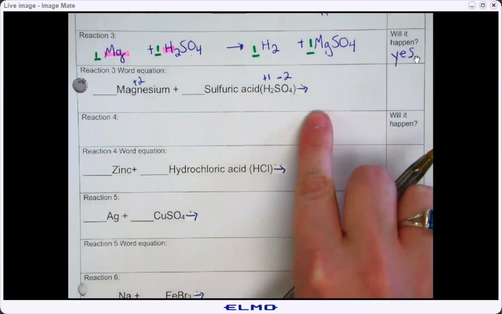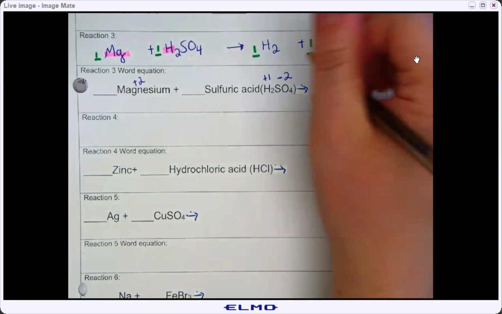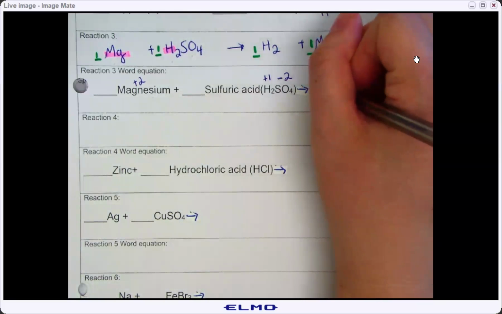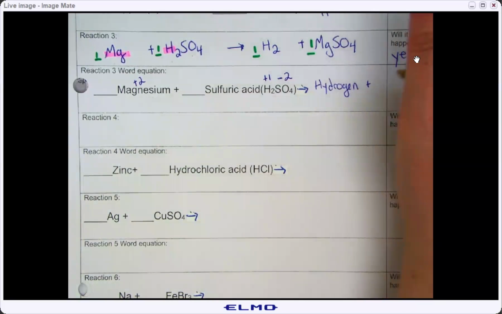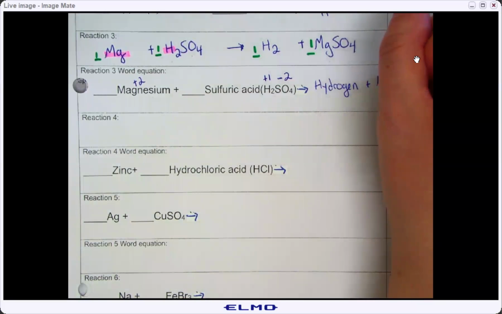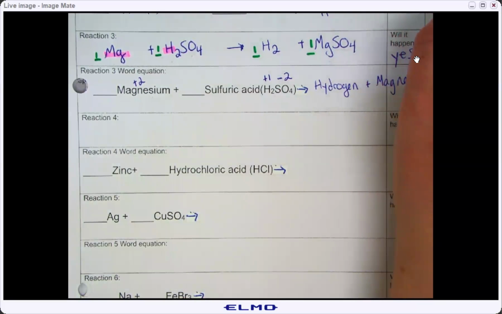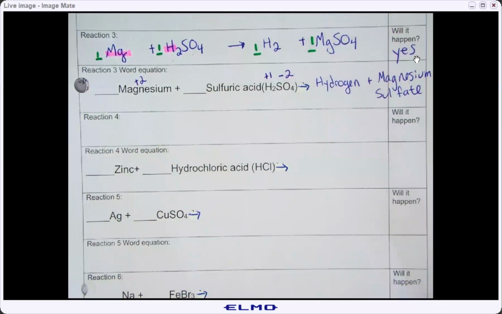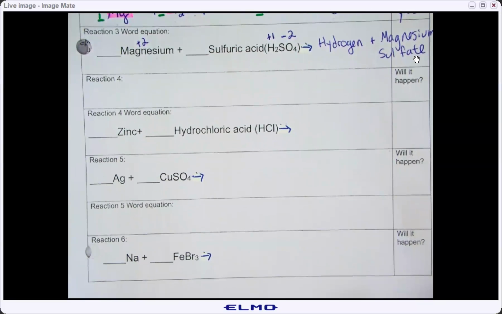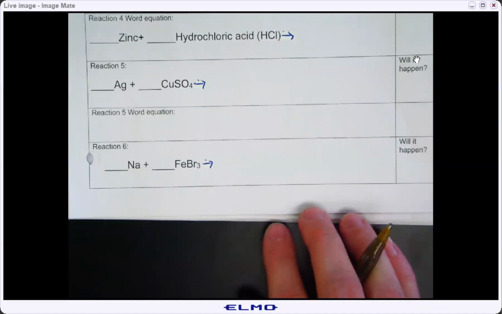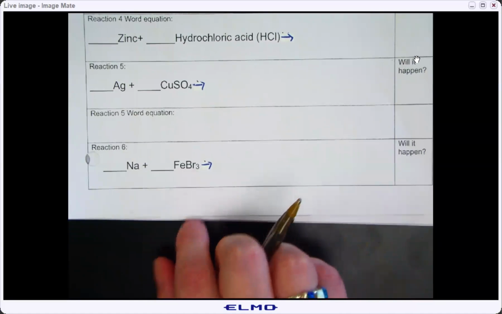To finish up our word equation, we would say that hydrogen and magnesium sulfate are our products. Okay, I'm going to skip to reaction 6. This will be the last example I'll go through.